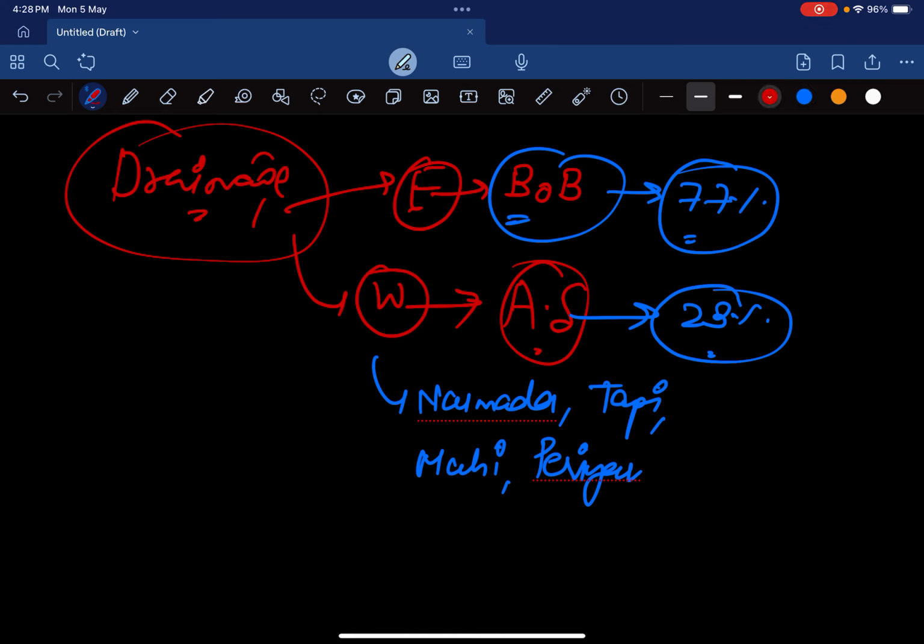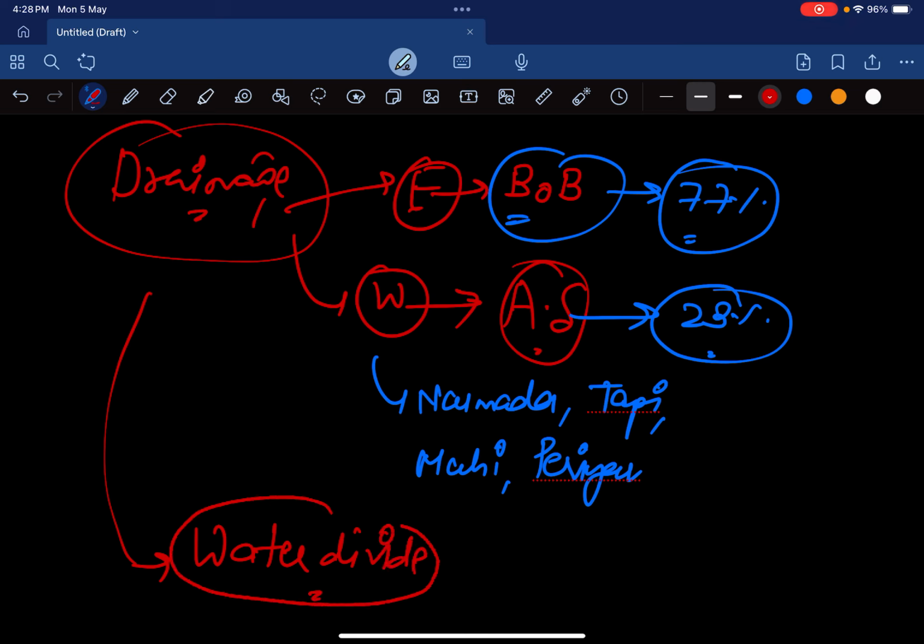Besides this, we also have to talk about one of the key important terms which can be asked, called the water divide. The water divide is, for instance, an imaginary line which separates the two side flowing rivers. For instance, it divides the eastern flowing rivers and the western flowing rivers, right?